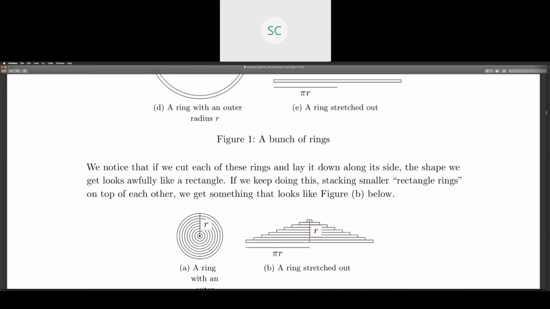If you take the outermost ring and lay it down, we know that the outer ring has a base of 2 pi r. That's the circumference of the circle. That means if you lay it down, the whole base is 2 pi r, or pi r.